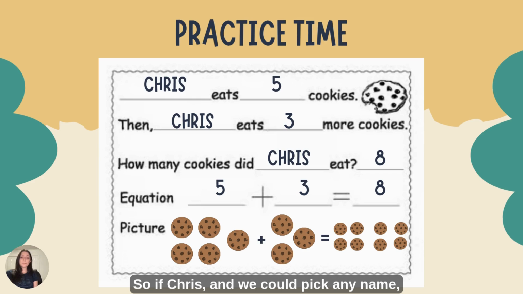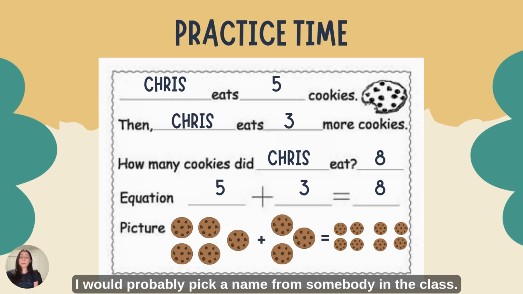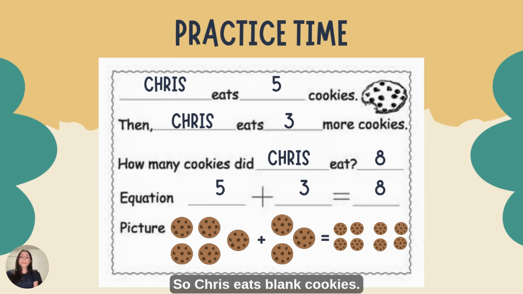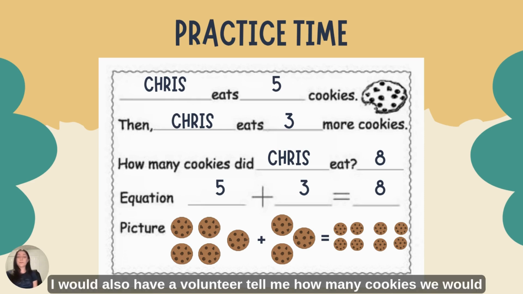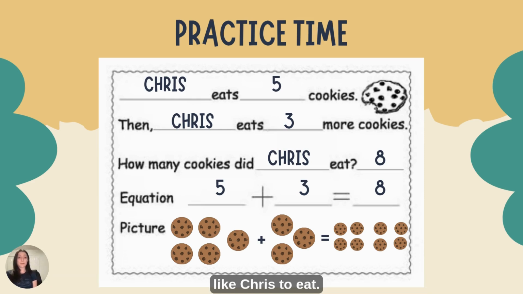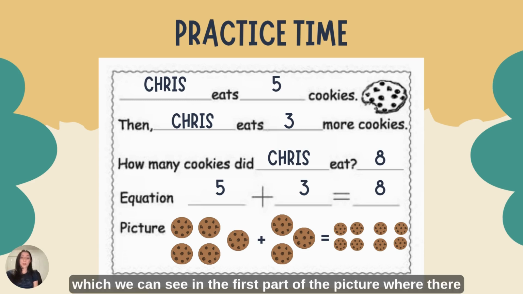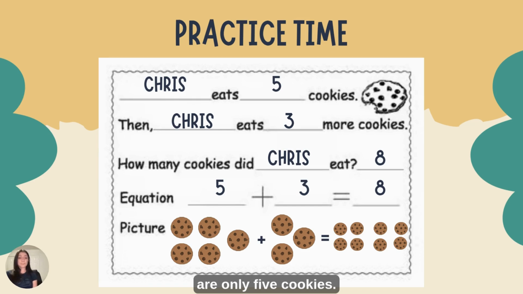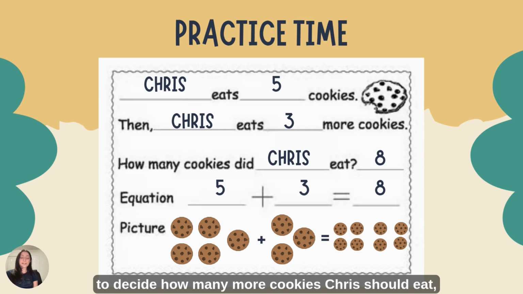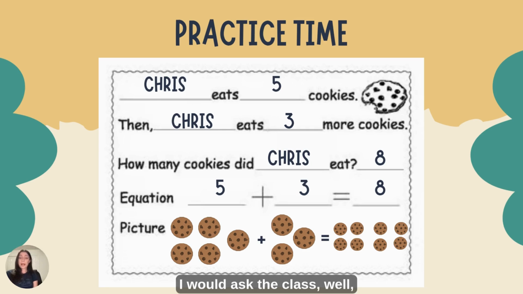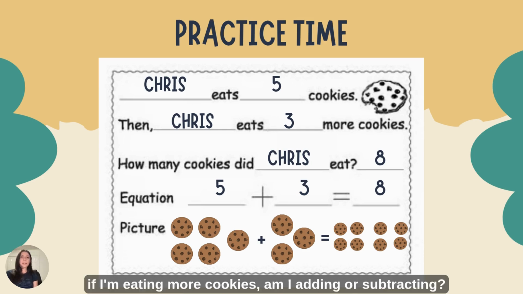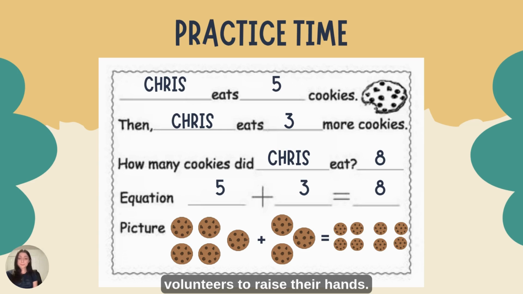If Chris, and we could pick any name, I would probably pick a name from somebody in the class. So Chris eats blank cookies. I would also have a volunteer tell me how many cookies we would like Chris to eat. This is our first starting amount, which we can see in the first part of the picture where there are only 5 cookies. Then Chris eats 3 more cookies. To decide how many more cookies Chris should eat, I would ask the class, if I'm eating more cookies, am I adding or subtracting?